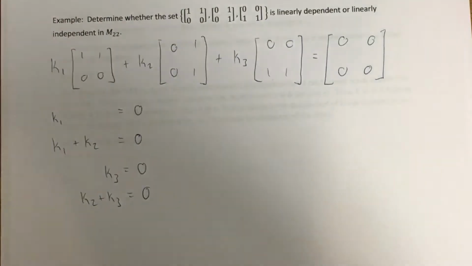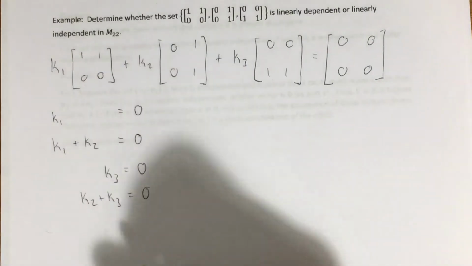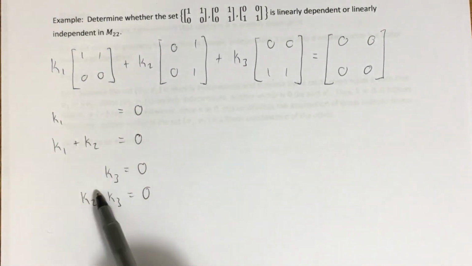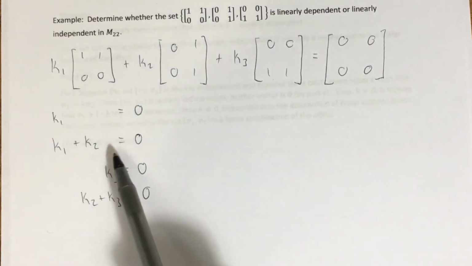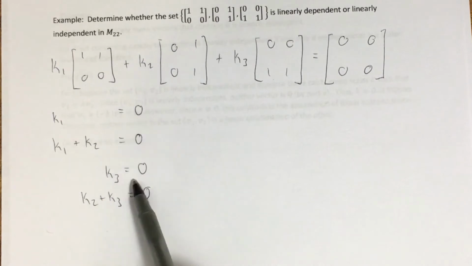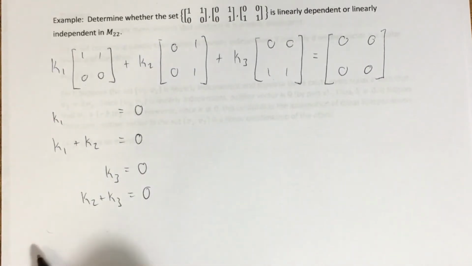Now for this one, I'm not even going to waste my time with an augmented matrix, because again, the goal is to just determine whether there's non-trivial solutions to this or not. But notice that this system of equations came out really, really nicely. 2 of my variables, 2 of my unknowns are already solved for. k1 is equal to 0 and k3 is equal to 0. The only question now is k2.